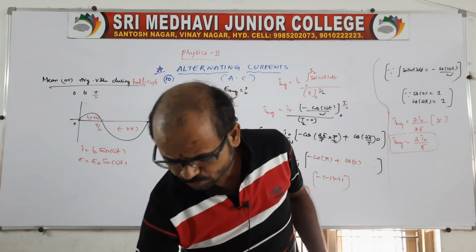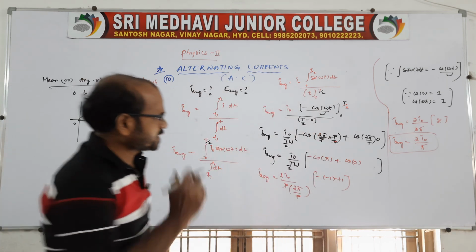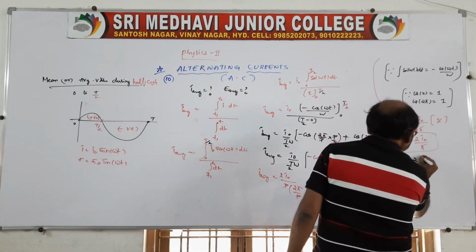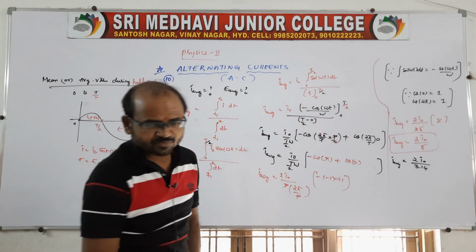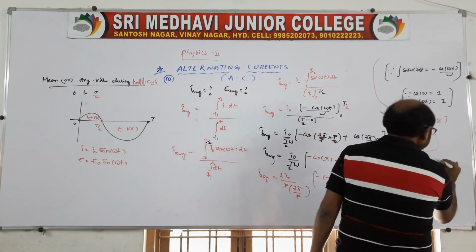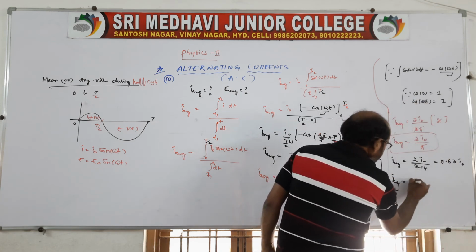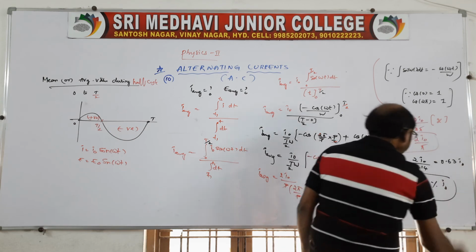Sir, what about during the half cycle? Suppose I want to write here I average is equal to 2 I naught by pi, with value 3.14. If I go there, we will get 0.63 I naught. So I want to say it in terms of 0.63, that is 63 percent of I naught. So this is the I average value.